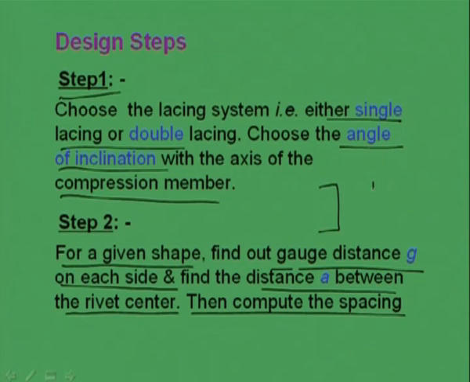Decide means we will choose, and then we will find out the distance A. Suppose this is a channel section, and we are choosing back to back channel sections, then we know the gauge distance. We know the gauge distance, and we will find out the spacing for the optimum use of the material, and then we will find out A. A will be S plus 2G, that we will find out.